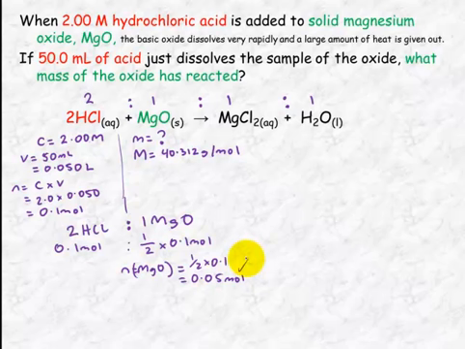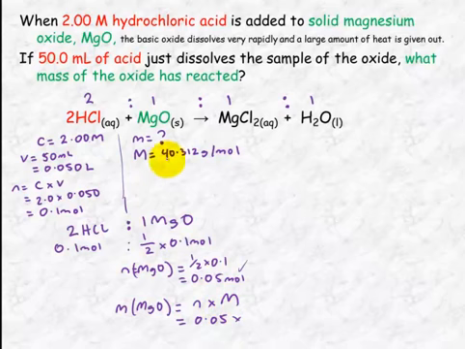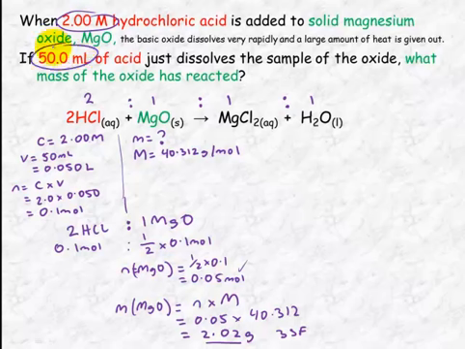What are we looking for again? We're looking for here the mass of magnesium oxide. So M of magnesium oxide will equal N times big M, which equals 0.05 times big M, which we've written up the top here. And that will equal 2.02 grams. 3 significant figures, because our question here has 3 significant figures throughout.